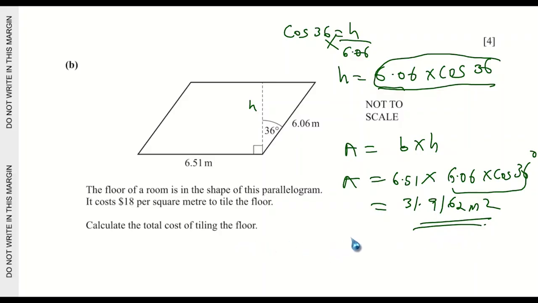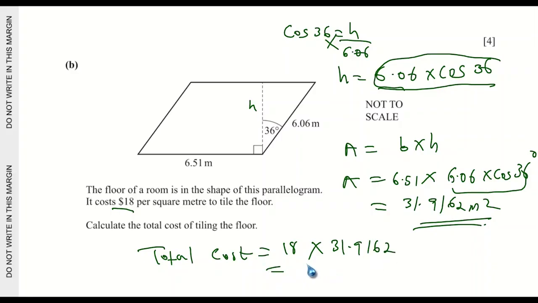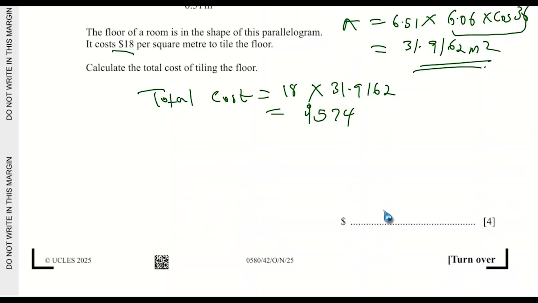That will be the area of the parallelogram, so now we can get the total cost. The total cost is the cost per square meter, which is given as $18, multiplied by 31.9162 square meters. So this gives the total cost, which is $574. So we put 574. Okay, so let's go to the next question.